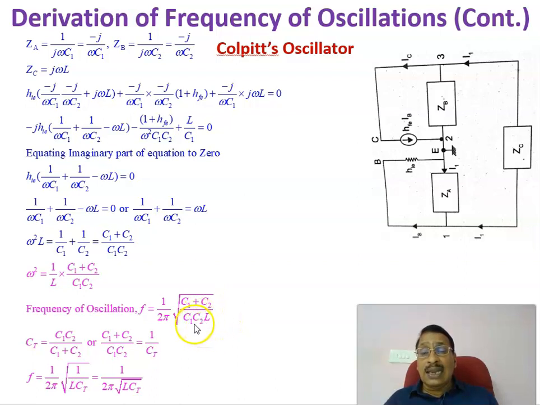Here C1 C2 divided by C1 plus C2, the series combination of C1 and C2, can be replaced by CT. Therefore we get 1 by 2 pi root of 1 by (L into CT). Therefore the output frequency of oscillation for a Colpitts oscillator is given by 1 by 2 pi into root of inductor L into CT, the total capacitance, which is equal to C1 C2 divided by C1 plus C2. This is the output frequency equation of a Colpitts oscillator.